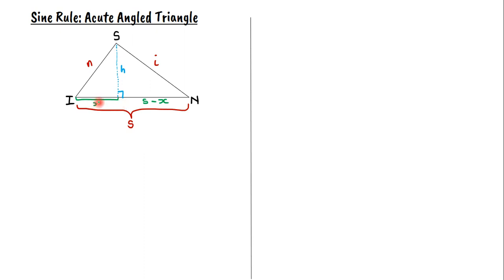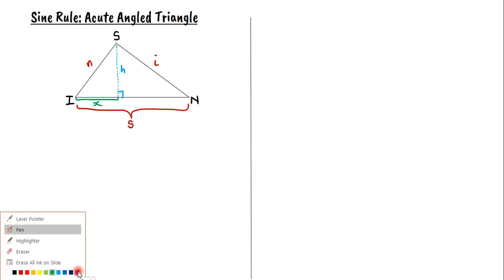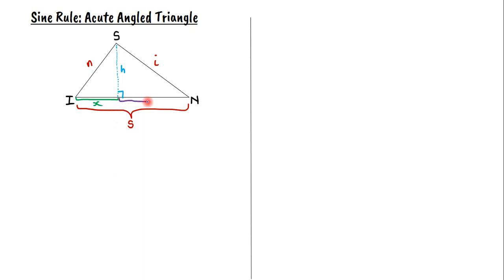Because here the whole part is S, and this small portion here is X. This means that for the remaining part, in order for me to get it, I need to take the bigger part, which is S, and subtract the smaller part, which is X. All right, and now we're basically going to do the same thing. Here we want to calculate what H is. To find H, I can either use this side, opposite over hypotenuse, or this side, which is also opposite over hypotenuse. So let's go ahead and do that.